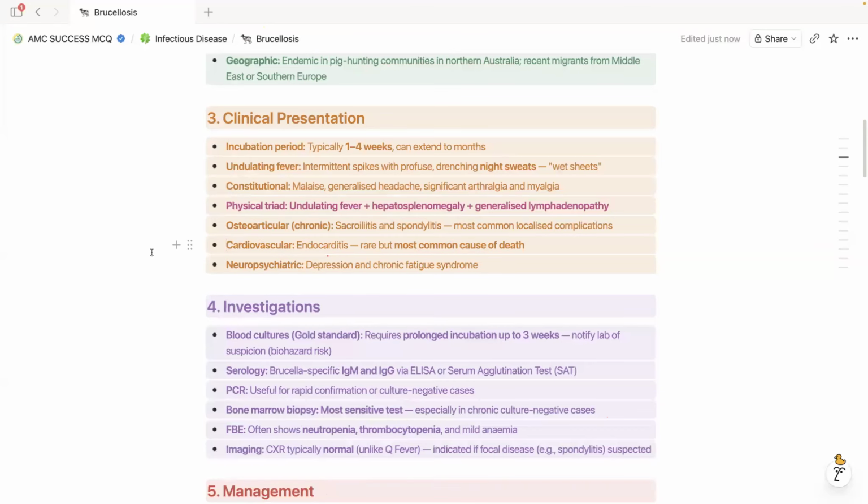Osteoarticular involvement can happen in chronic cases, where the patient will complain of sacroiliitis and spondylitis, which is very common as a localized complication. Cardiovascular problems: the patient sometimes has endocarditis, which is very rare. And neuropsychiatric: the patient also complains of depression or chronic fatigue syndrome.